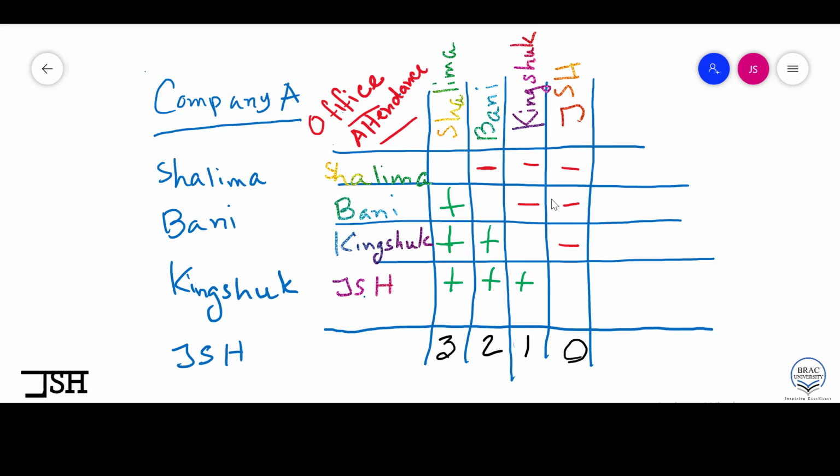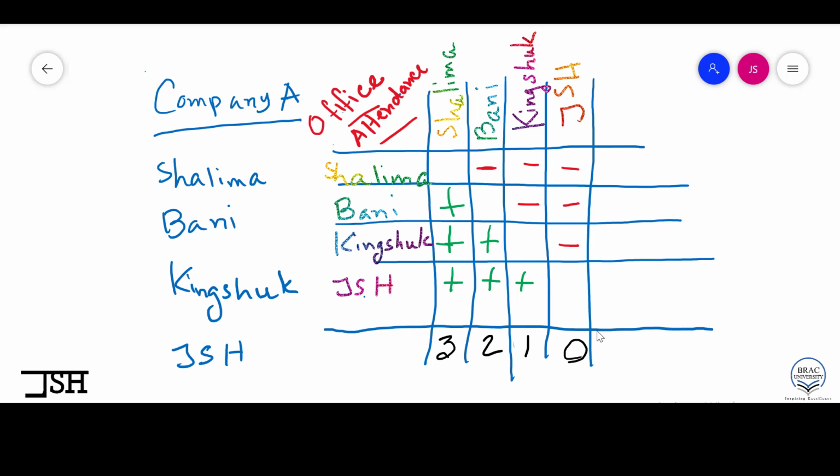Now from this table and from these numbers, we can easily say that in terms of office attendance, Shalima is the best performer among these 4. Why? Because she has the highest number of positive signs. And on the other hand, JSH is the worst performer. So this in summary is a paired comparison method.